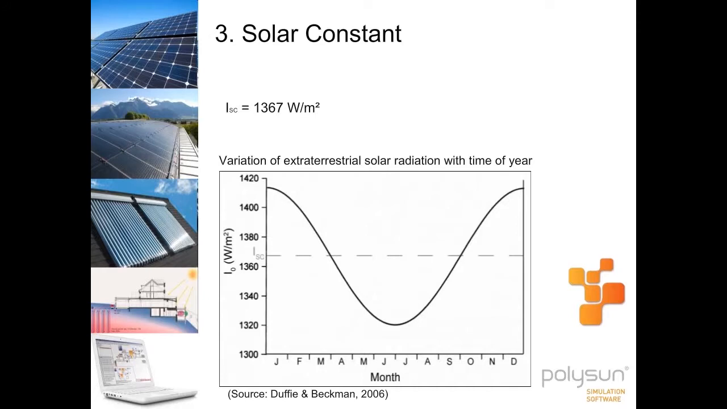The solar constant is the energy from the Sun per unit time received on a unit area of surface perpendicular to the direction of radiation at mean Sun-Earth distance outside the atmosphere. Due to the ecliptic revolution of the Earth around the Sun, the extraterrestrial solar radiation is changing with the time of year. The solar constant equals 1367 watts per square meter.